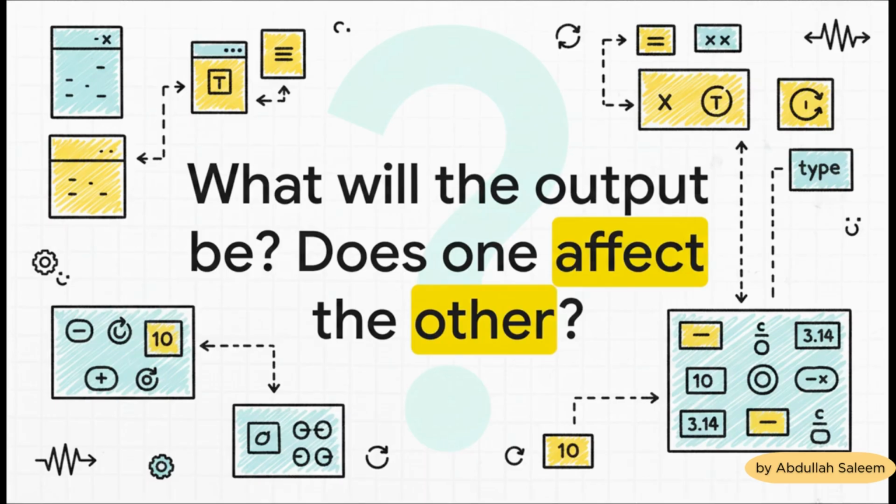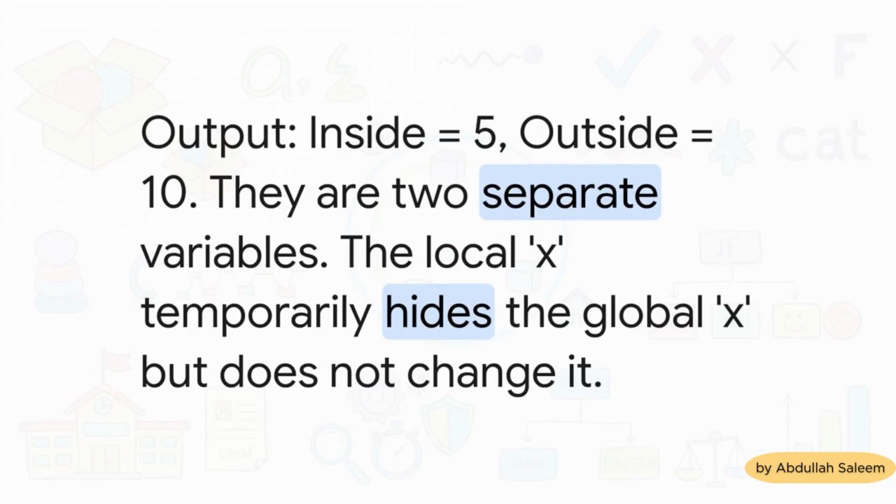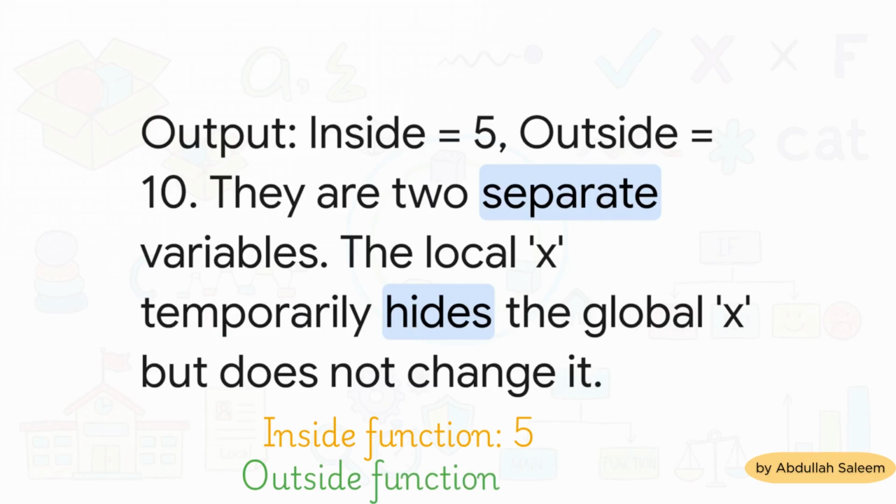What do you think? And the answer is, they're completely separate. Inside the function, the program sees the local x and prints 5. But as soon as that function is done, the local x just, poof, disappears.